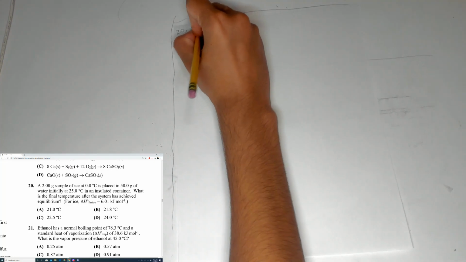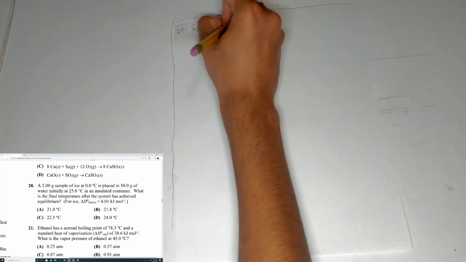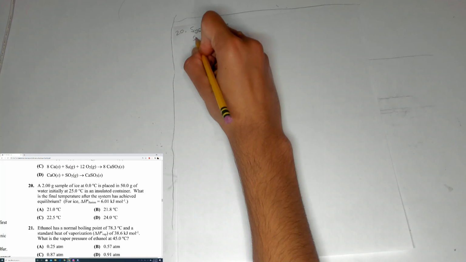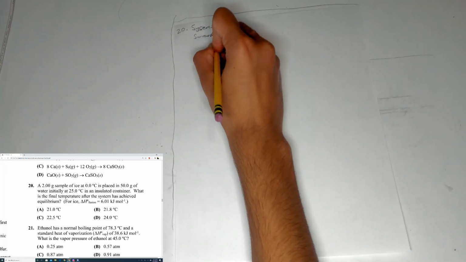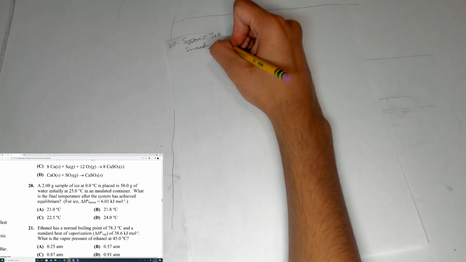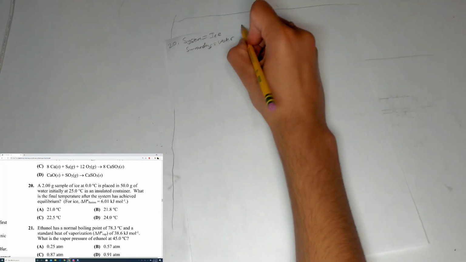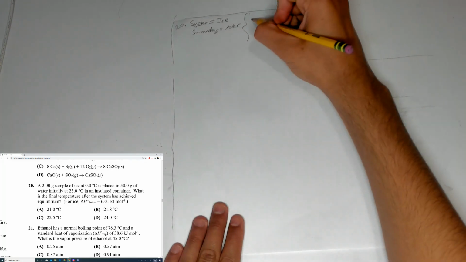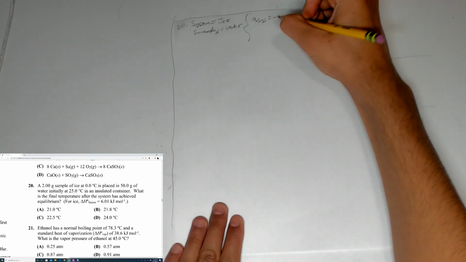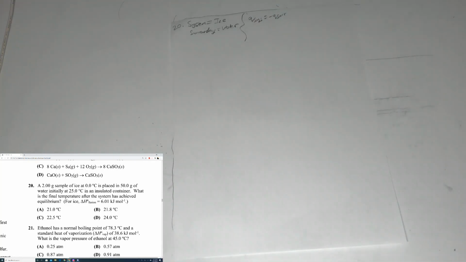As I said before, the system will be our ice and the surroundings will be our water. Now you notice Q_sys equals negative Q_surr. So let's begin writing our algebraic expression. You have ice at 0 Celsius. Now if any heat is applied to it, it will melt, so we need to find out how much heat is required for ice to melt.